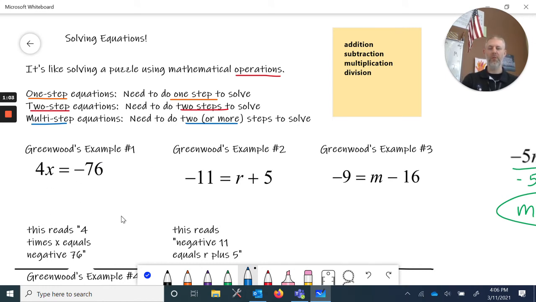We'll go through a couple of examples. I did type out how it reads in English, and that's a really important thing to know so you know how to solve the equation. So we see this 4x equals negative 76. It reads 4 times x equals negative 76.